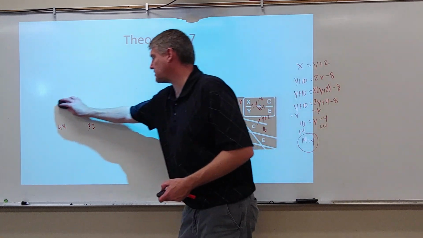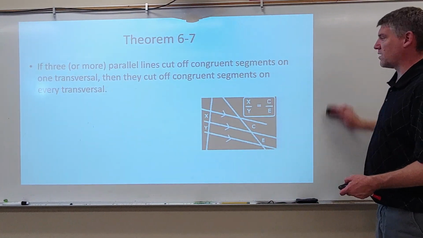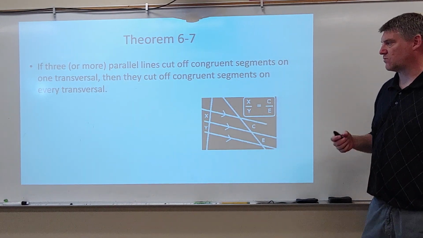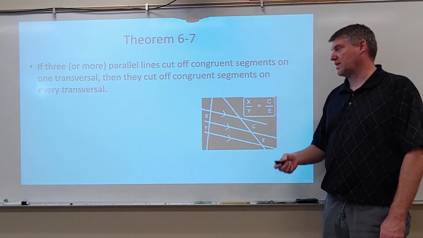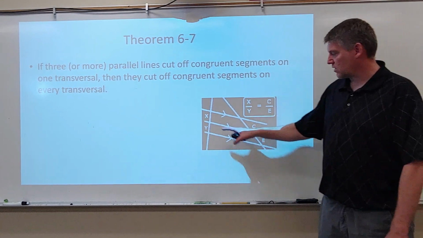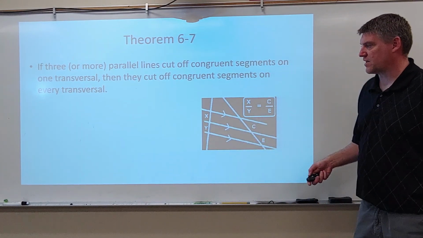Okay, theorem 6-7. If three or more parallel lines cut off congruent segments on one transversal, then they cut off congruent segments on every transversal. Okay, so if X and Y are equal, then C and E are equal here.